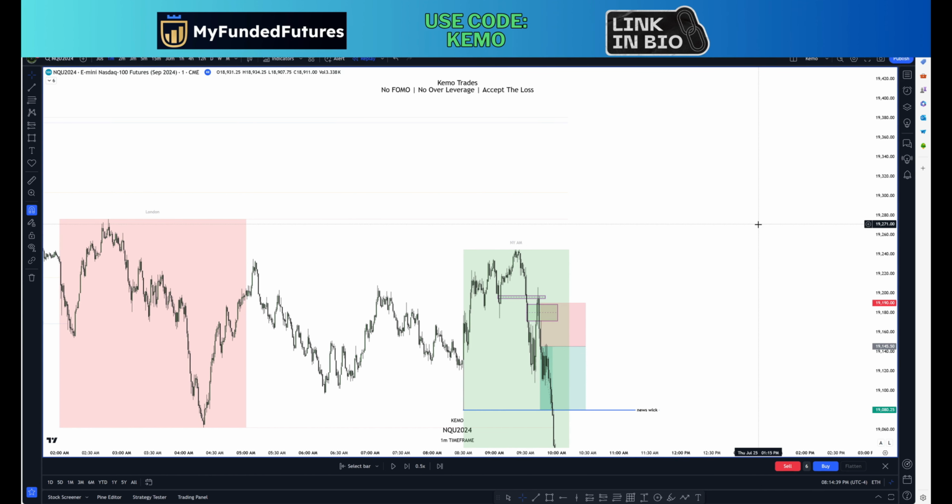Lastly, I want to credit this concept to Dodgy DD, because he's the one who created this concept of the one setup for life, or the news wick, or how to take a trade while the market is very hot and has high impact heavy news.